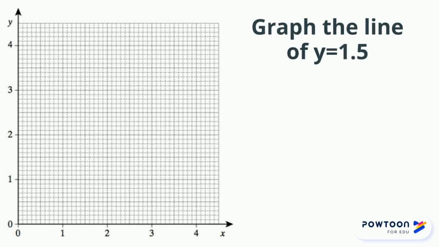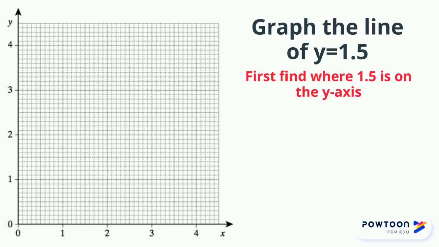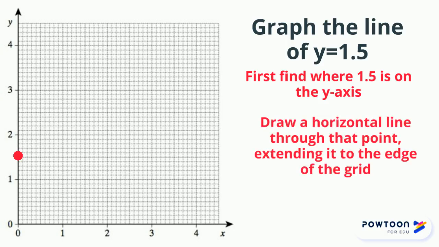Now to graph where y equals 1.5, it's very similar. Start by finding where 1.5 is on the y-axis. Then we're just going to draw a line through it. Now this time it's actually going to be horizontal to go through it. And again, no matter what the x value is, that y value is always 1.5.